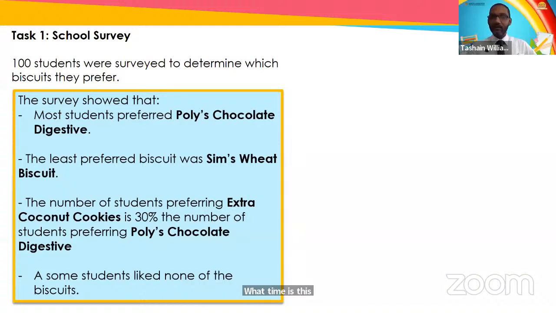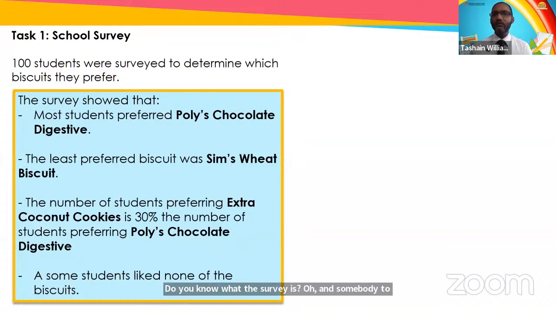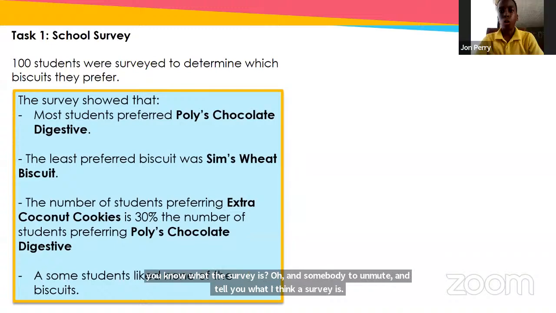So task one of this is that you are to survey 100 students. Do you know what a survey is? I want somebody to unmute and tell me what they think a survey is. So it says 100 students were surveyed. Yes, go ahead.